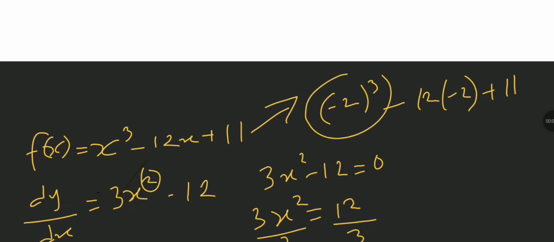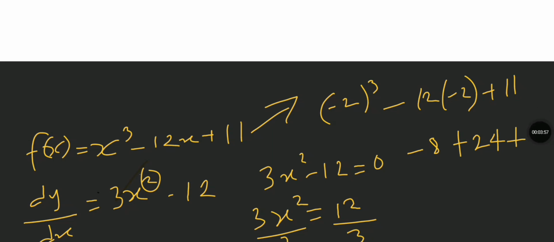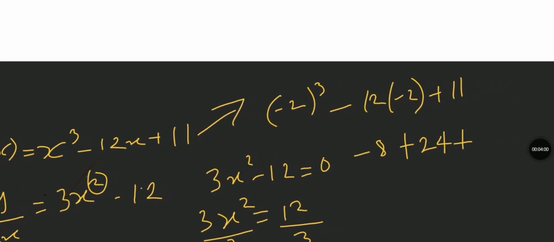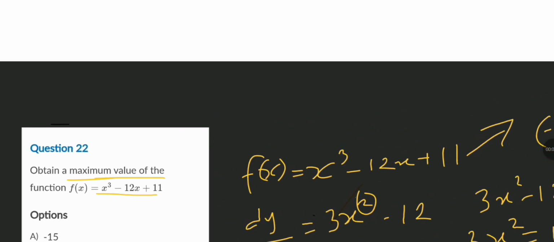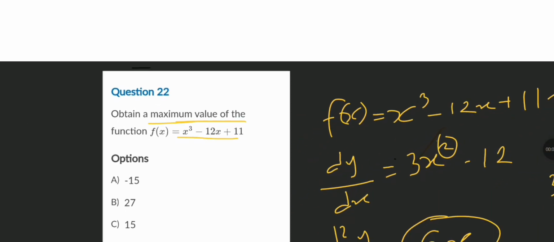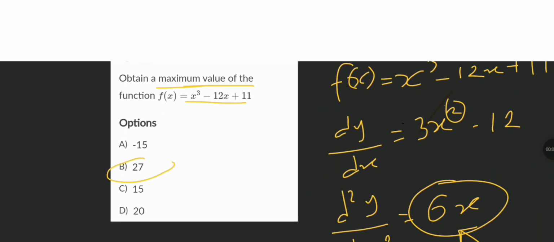So minus 2 to the power 3 will give you minus 8. That will give you minus 8 plus 12 times 2 is 24. Then you have plus 11. Okay, now 11 plus 24 is 35. Then you have 35 minus 8. This will give you 27 as the answer. So 27 is the maximum point of this particular function. So go to your options and look for 27 there. So this is the answer right here. Okay.